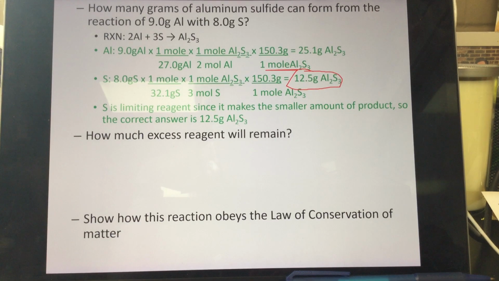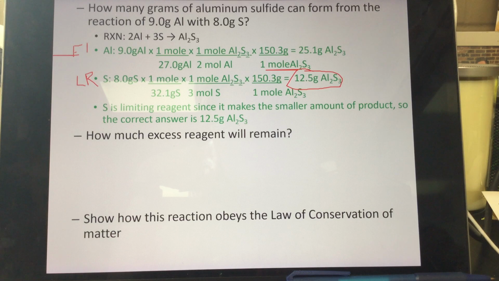So if the sulfur is our limiting reagent, and again, only reactants can be limiting reagents. So a lot of people start listing products as limiting or excess reagents. Reagents is another name for reactant. So sulfur is our limiting reagent. That must mean then that our aluminum is our excess.